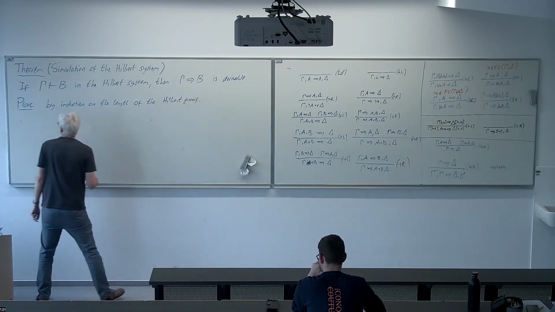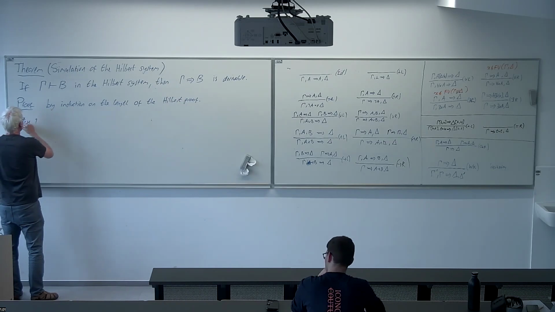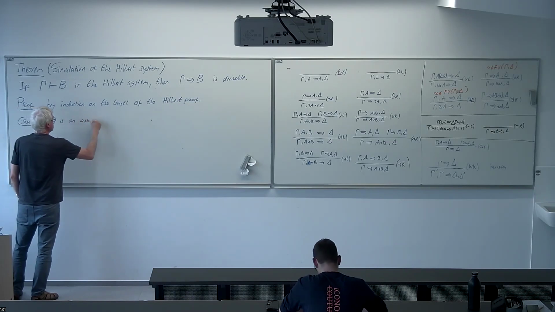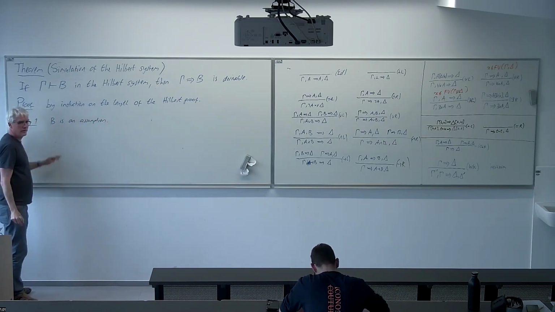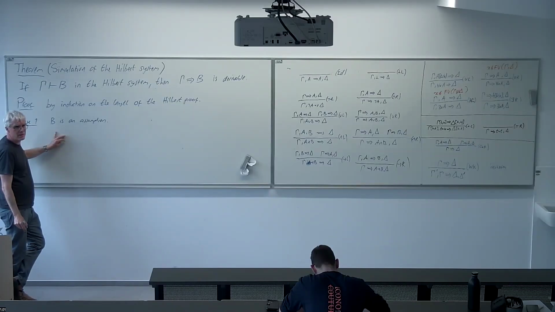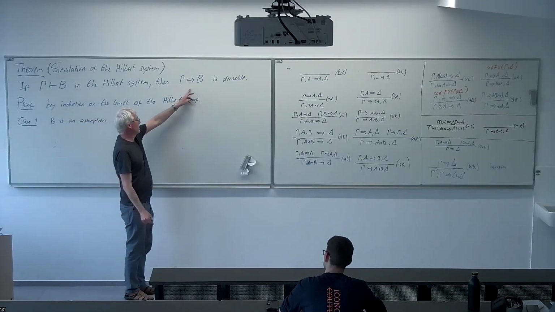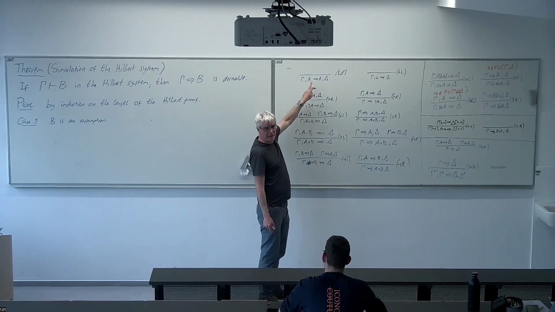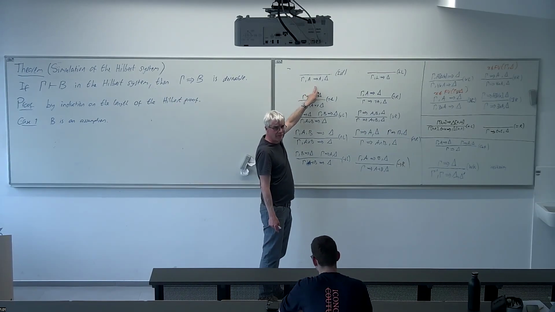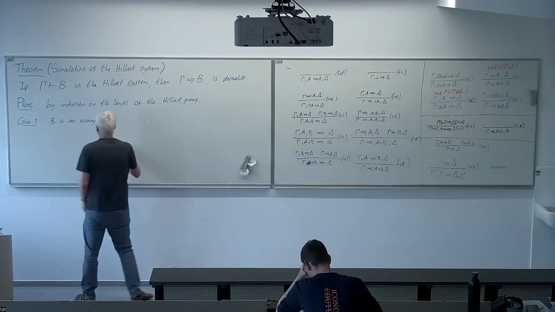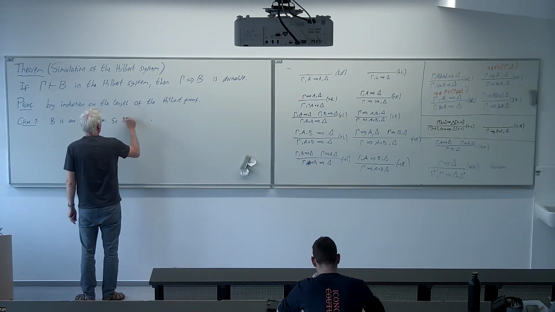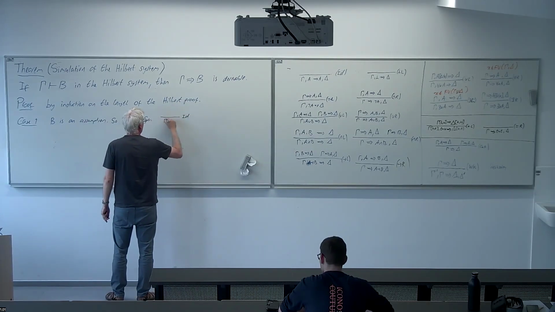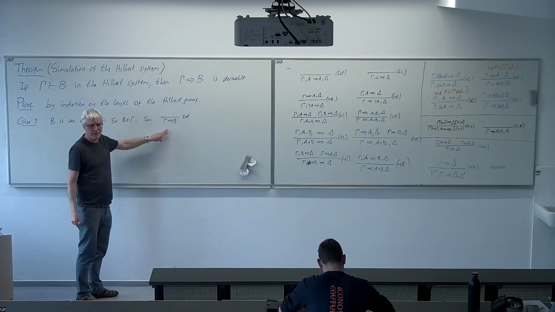So the first case is that B is an assumption. Now, if B is an assumption, that means in the Hilbert system that B is contained in gamma, and so it's immediate. We have an immediate derivation by the identity rule of sequent calculus. If B is an assumption, so B belongs to gamma, then we have the derivation using the identity rule of the sequent B from gamma.